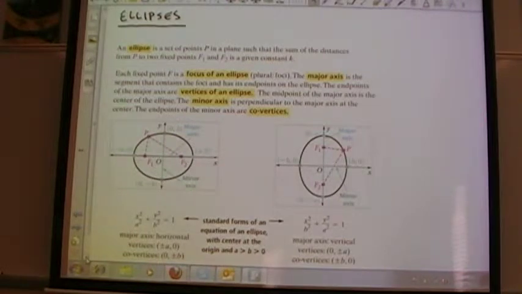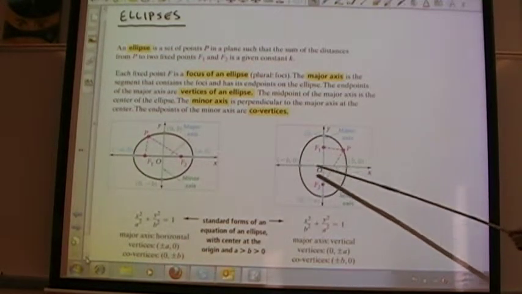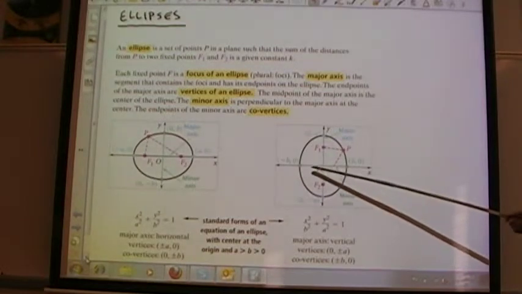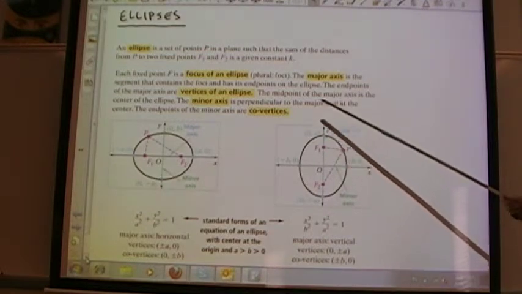All right, ellipses. Basically, an ellipse is different from a circle because you're not going the same distance on both axes. If it was a circle, it'd be the same distance all the way around with your radius. You've got all these definitions down.